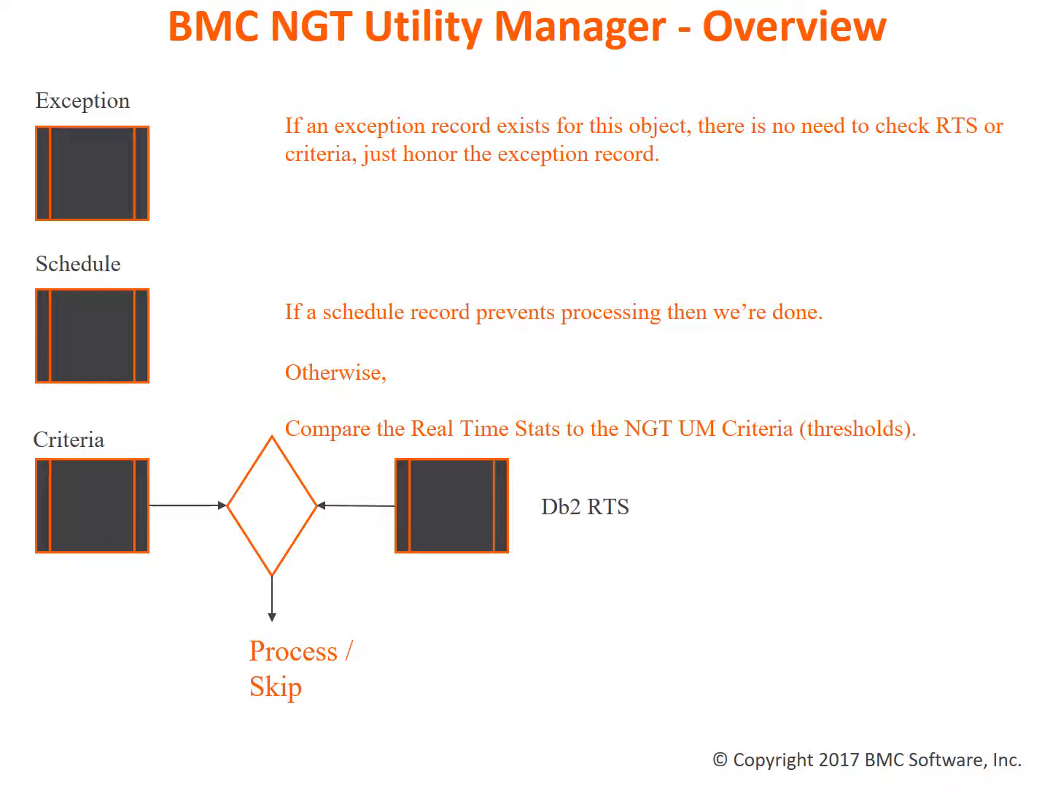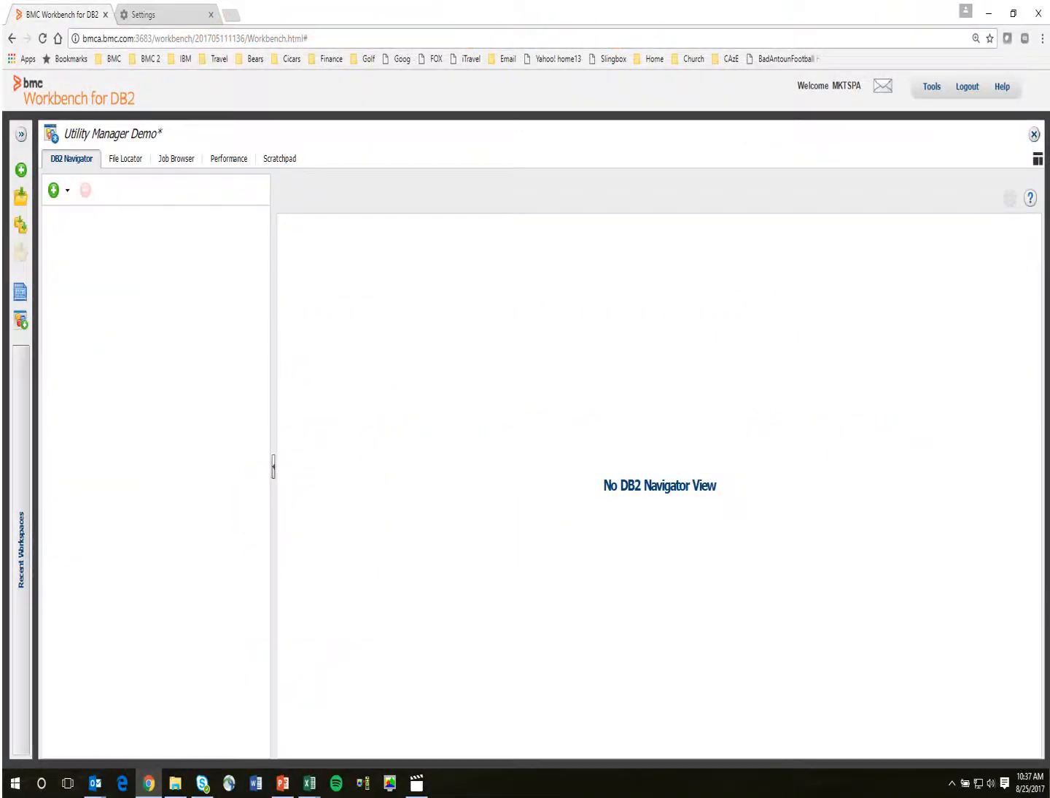The criteria table contains customizable rows with thresholds to allow the utilities to determine if maintenance should be executed on specific objects. We'll go into more detail later in this presentation. Although the three tables used by Utility Manager are basic DB2 tables and can be updated using several tools, the BMC preferred method is to use Workbench.